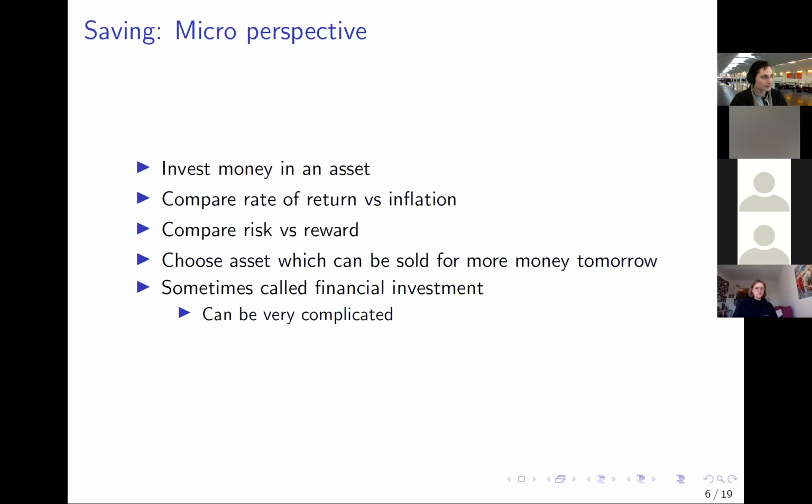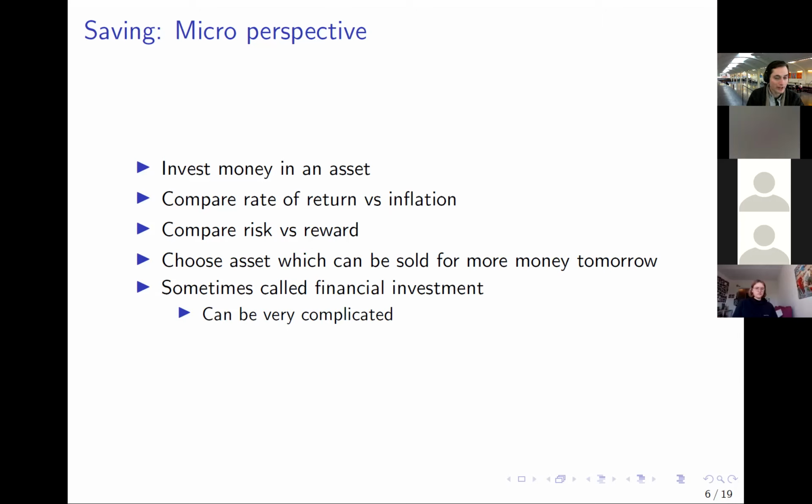To give you an example, what's the micro perspective on something like savings or investment? Okay, so I'm going to invest my money into an asset. I'm going to compare the rate of return versus the rate of inflation. I'm going to compare the risk versus the reward. You guys just got out of an asset pricing course. So you're going to figure out what the discounted value of all of the dividends from this stock are going to be. That's going to be your measure of what buying the stock is worth today. You're ultimately going to choose the asset that's going to have the highest value.